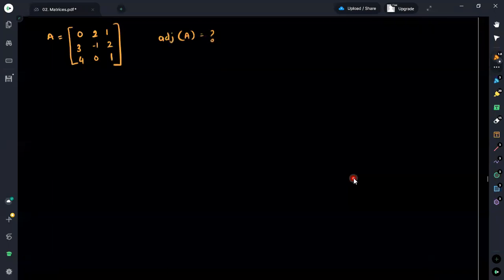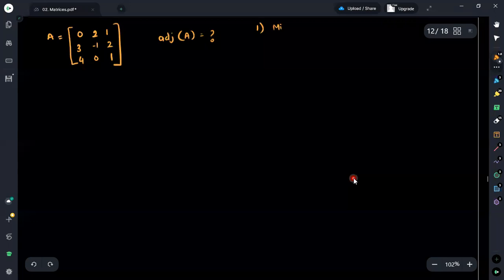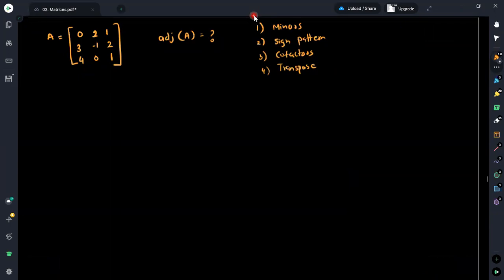To obtain this, first we have to take the minors, then we have to consider the sign pattern. By combining the first and second steps, we can obtain the cofactors, and then we have to take the transpose of the matrix including the cofactors. These are the four steps that we need to follow. Now we will see how we can obtain the minors for this matrix. Since there are 9 elements, there should be 9 minors.